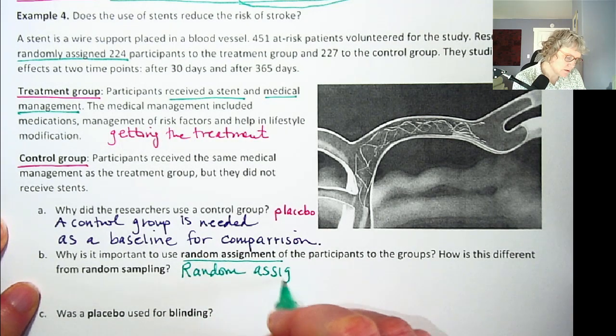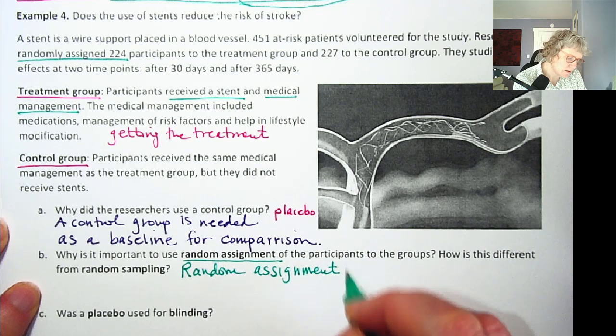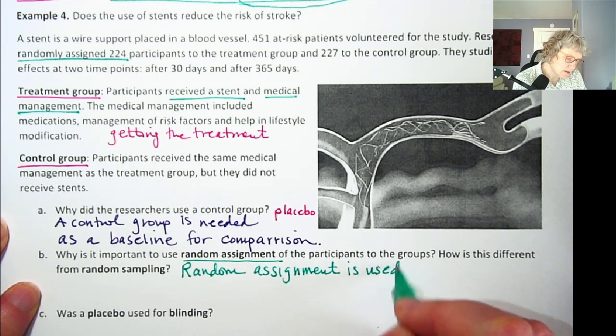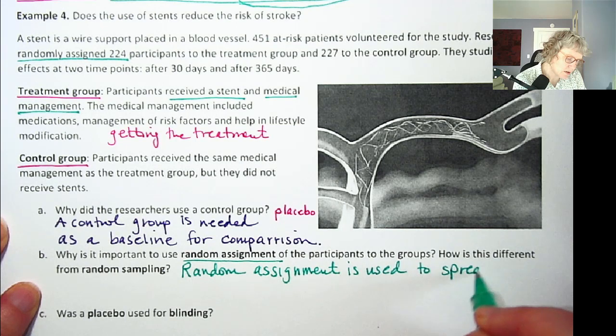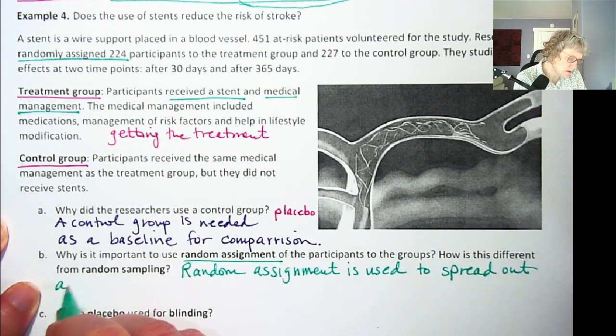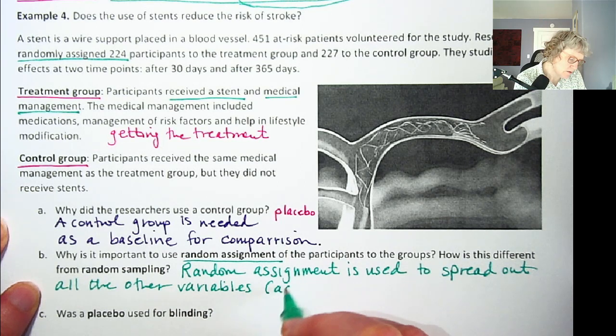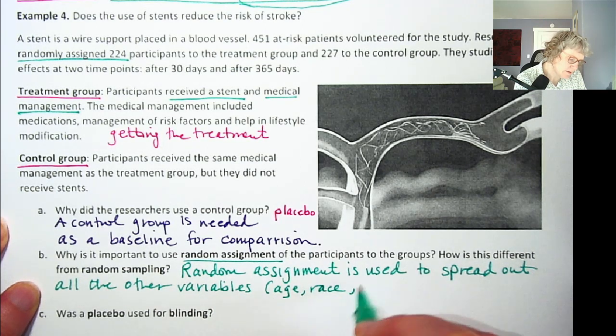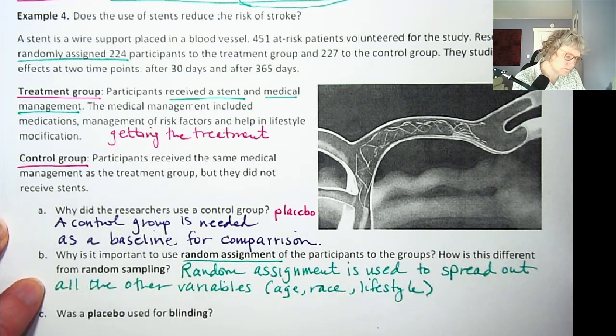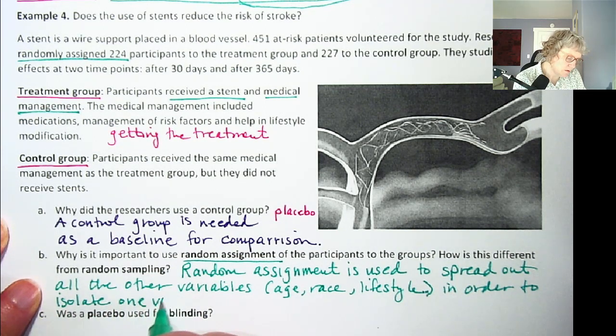Random assignment is used to spread out all the other variables, I'll say age, race, lifestyle, etc., in order to isolate one variable.